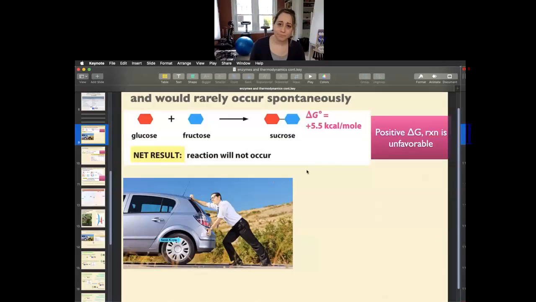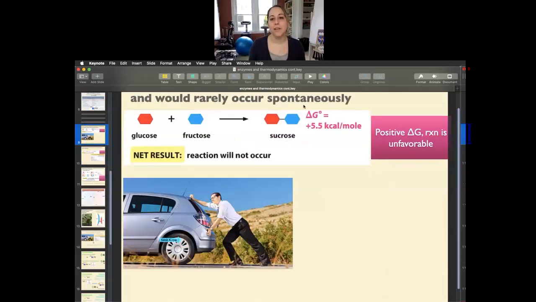Okay, so this reaction in particular is the production or the synthesis of sucrose. So sucrose is a sugar. It is just a glucose molecule bound to a fructose molecule. So these all might seem familiar. They are carbohydrates that we have in our food.